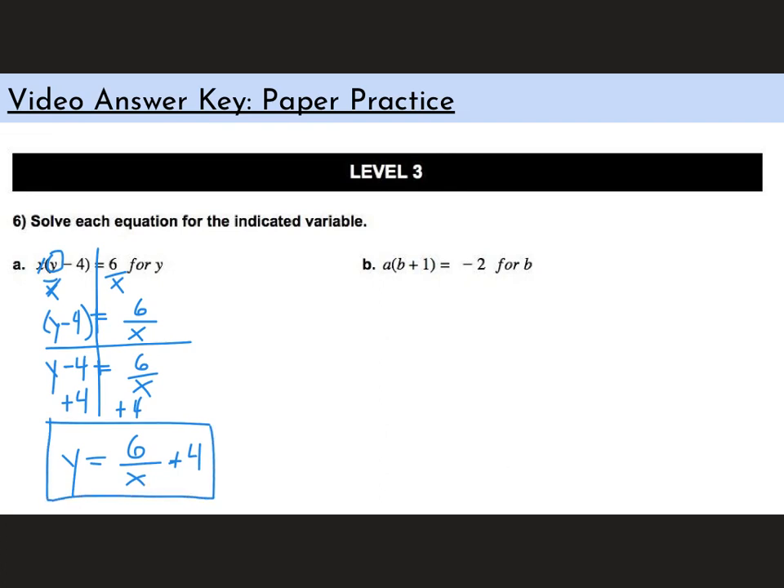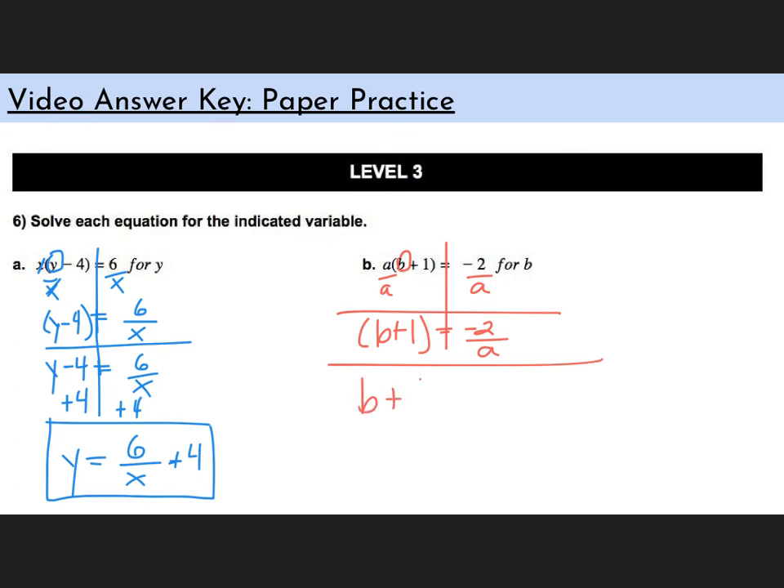And our last one here, wonderful work, you guys. Here's b. So first thing let's do is get rid of this times a on the outside by dividing by a, because that is kind of keeping these parentheses stuck. Now, since b plus 1, we can't really simplify anything inside there, we can drop our parentheses. And we're trying to get b by itself, so we need to get rid of a plus 1 by minusing 1 on both sides, leaving me with b equals negative 2 over a minus 1 on the end.